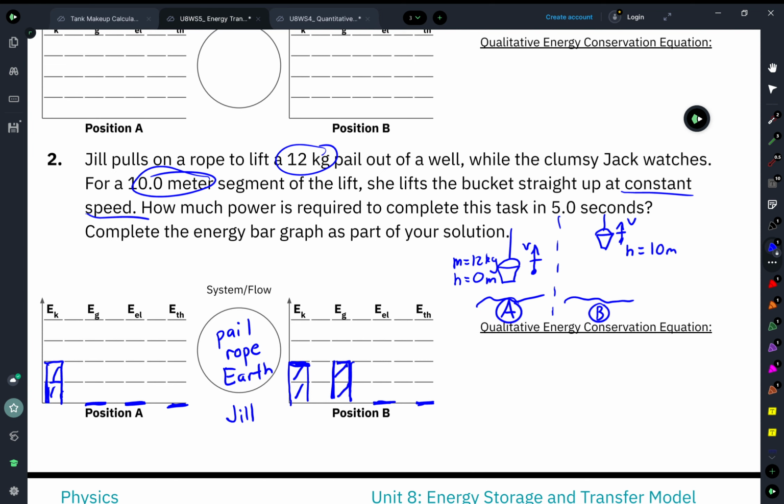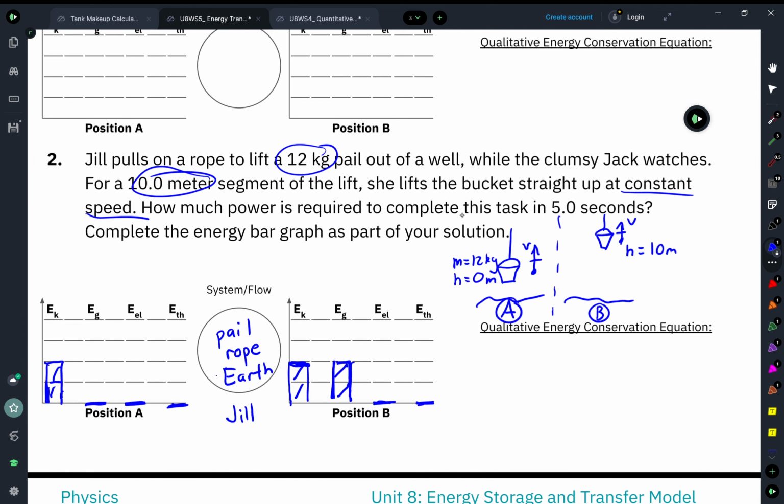I want to see if I can adjust either position A or position B's quantity in order to make them balanced. Well, I can't really change the amount of EK at both A and B because they have to be the same amount as each other because it's a constant speed. I know I don't have any EG at position A because that was our relative height of 0. And for position B, I know I'm above that, so I have to have more EG. So I can't balance it just by looking at those bar charts.